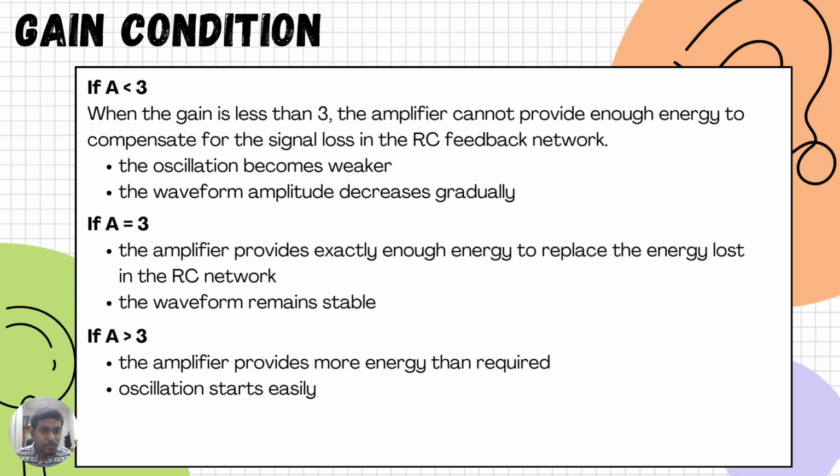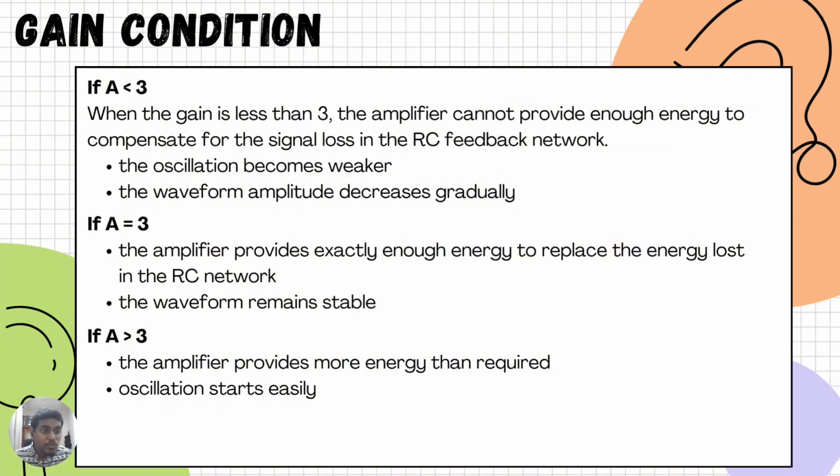Condition number 2, if A is equal to 3. If A is equal to 3, the amplifier provides exactly enough energy to replace the energy lost in the RC network, and the waveform remains stable, and the sine wave amplitude stays constant. As a result, it will be continuous oscillation. The output waveform is smooth and stable, and minimum distortion is produced. So A equals 3 is considered the best operating condition for the oscillator.